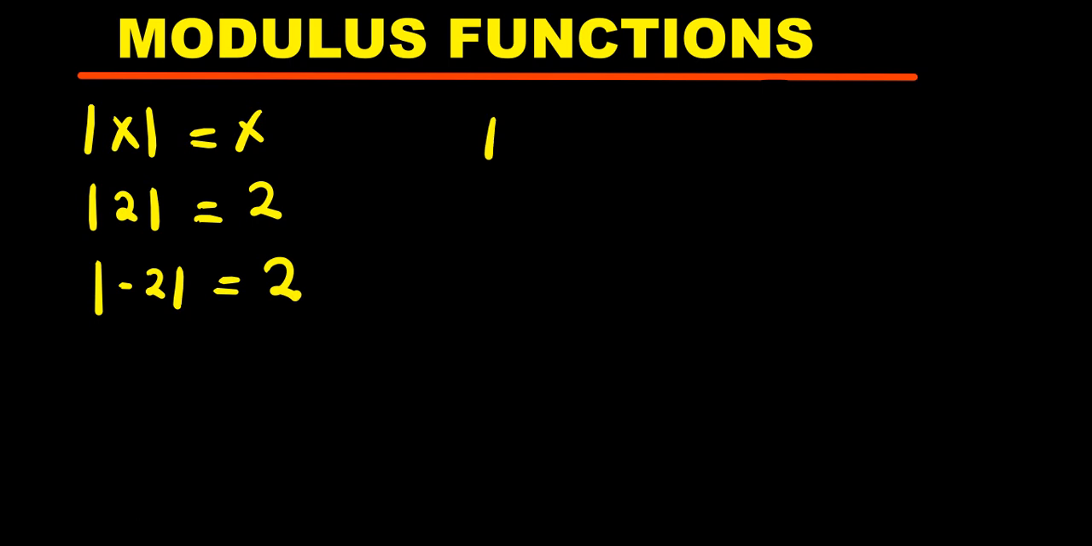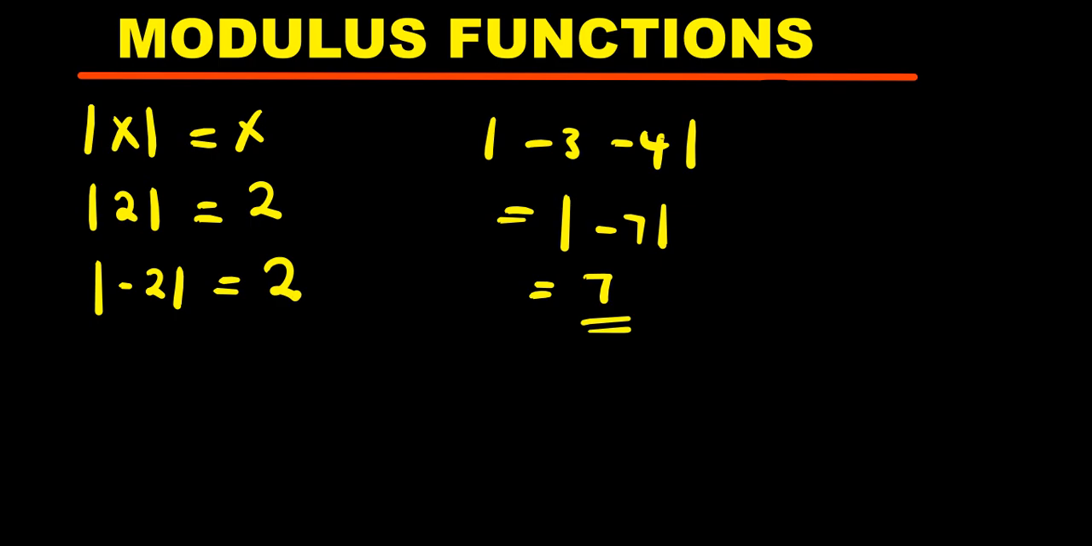Now let me make it a bit complicated. Let's simplify this one. Let's say -3 minus 4. What are you going to have? You solve what is in the modulus. Then -3 minus 4 is just -7. The modulus of whether it's a negative or a positive number, you're still going to get a positive number. So that's how you solve that one.